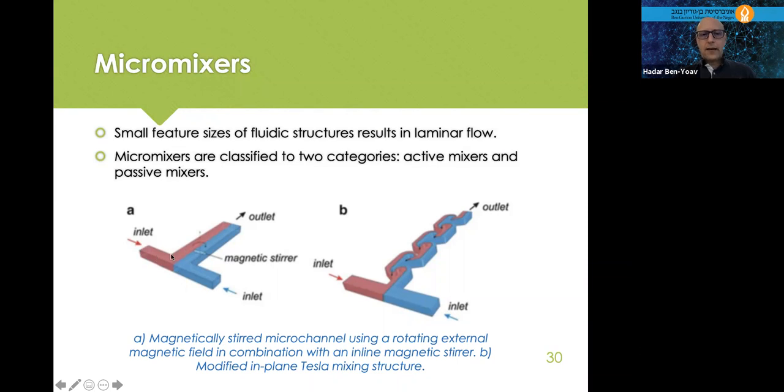Because when we have two solutions in a very small channel, we have a phenomenon called laminar flow, no turbulence. You see, they can flow continuously without any mixing. So you can add either magnetic mixing or you can create these kinds of structures, and that will cause both samples to flow. Because of different pressures in different locations, it will cause some micro mixing areas, which will cause the mixing of the blue and the red solutions.